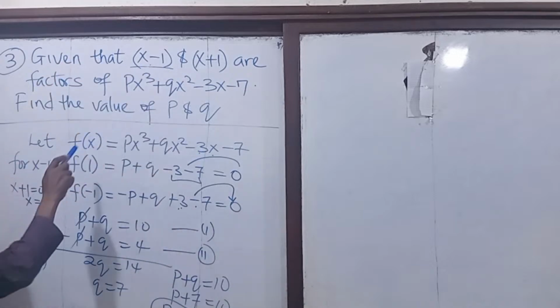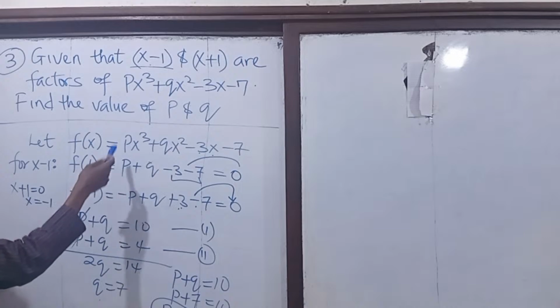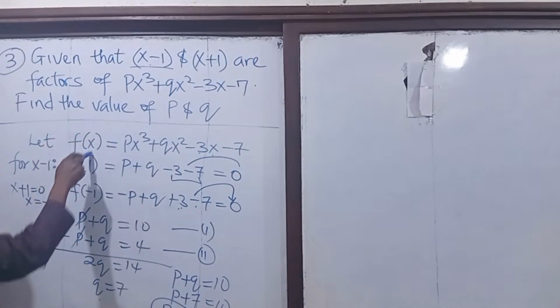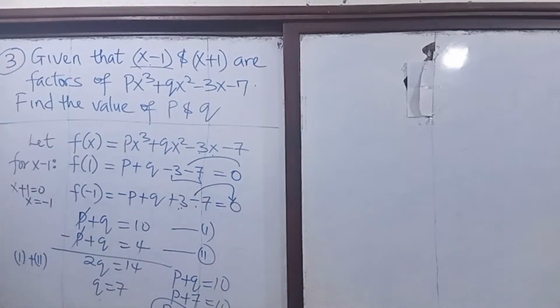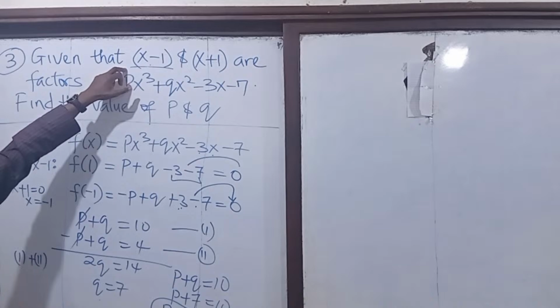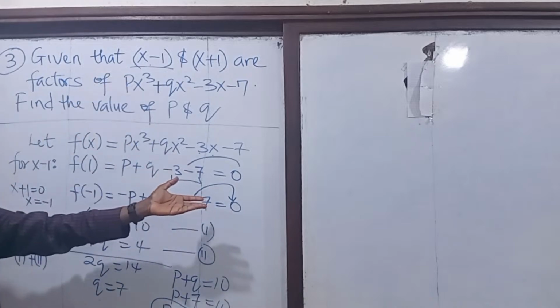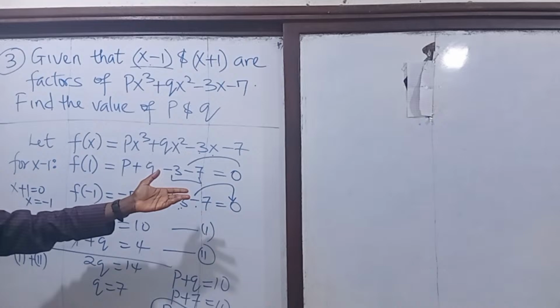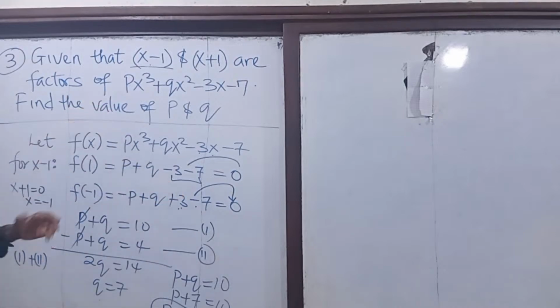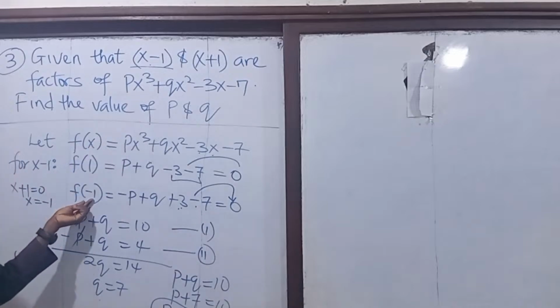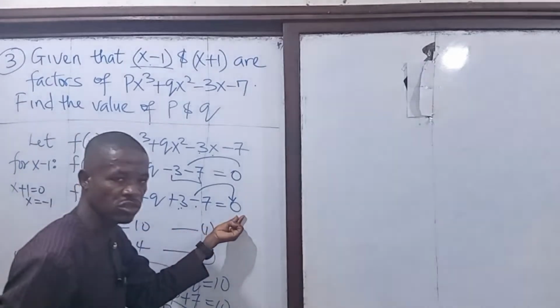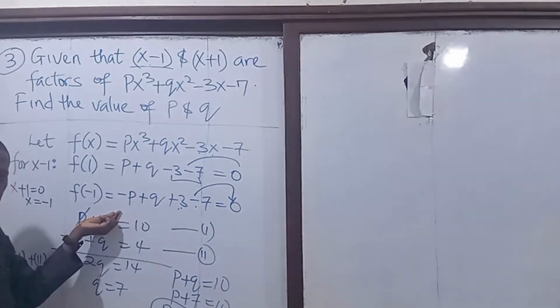Then you now come to this polynomial and substitute for x as 1. You get this expression equal to what? Equal to 0. Because if this is a factor, then it must be equal to 0 when you substitute. If that is a factor, then f of 1 must be equal to 0. If x plus 1 is a factor, it implies that f of minus 1 must also be equal to 0. And make your substitution in that polynomial.